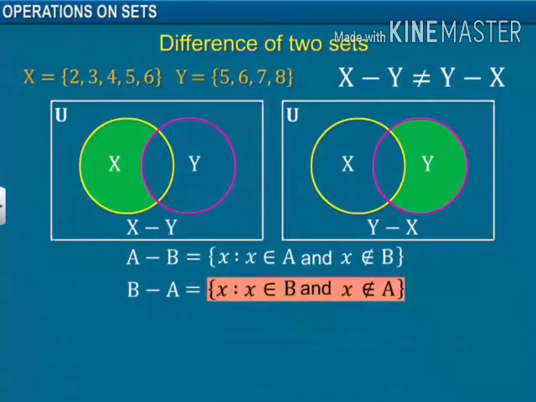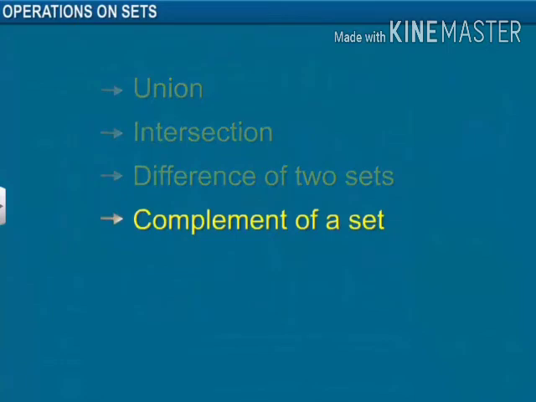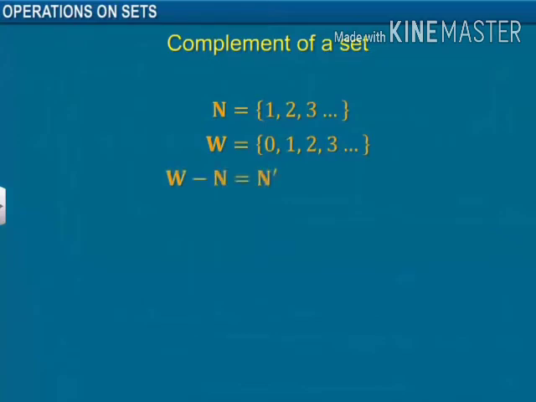The concept of the difference of two sets can be extended by replacing one of the sets with the universal set. Let's see an example to understand this. Let us consider the set of natural numbers. We can consider the set of whole numbers a universal set for the natural numbers. The difference of sets W and N is the complement of set N. The complement is denoted as shown. Therefore, the complement of set N with the universal set being the set of whole numbers is a singleton set with 0 as the element.